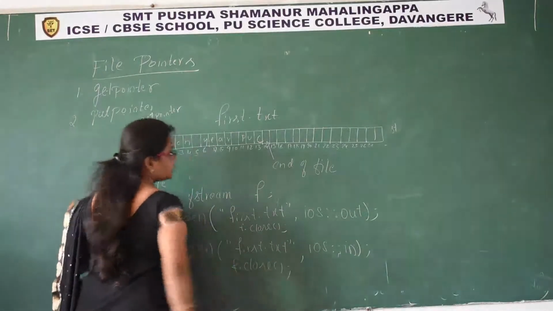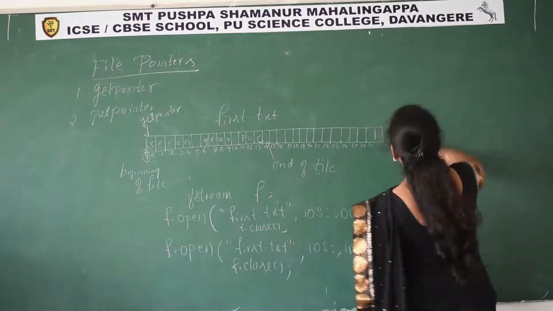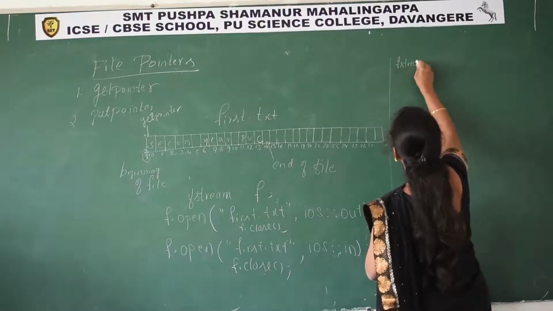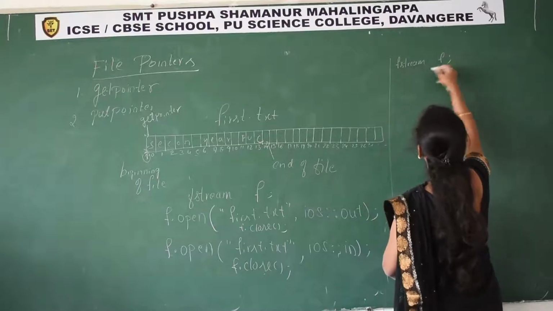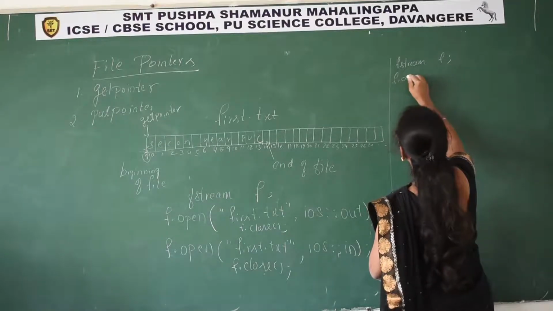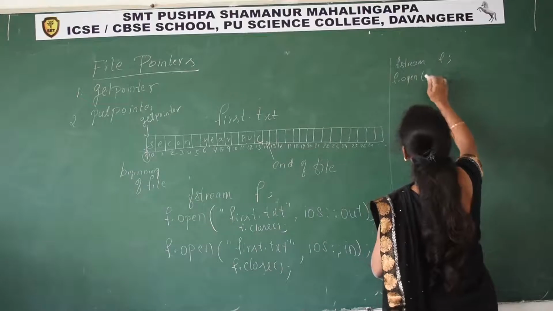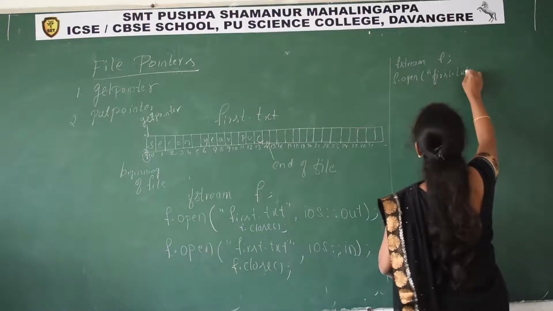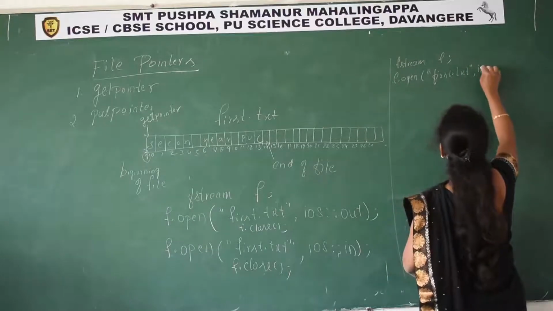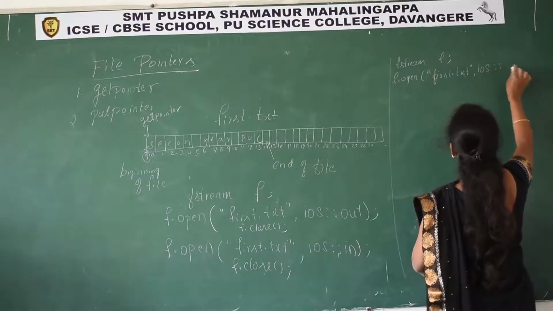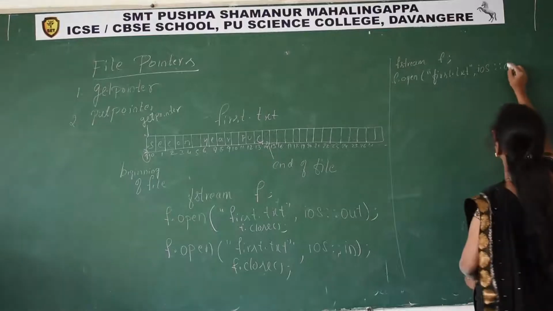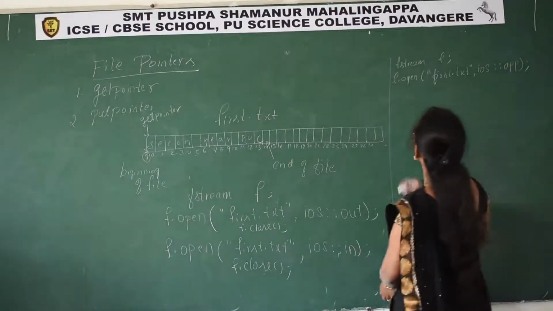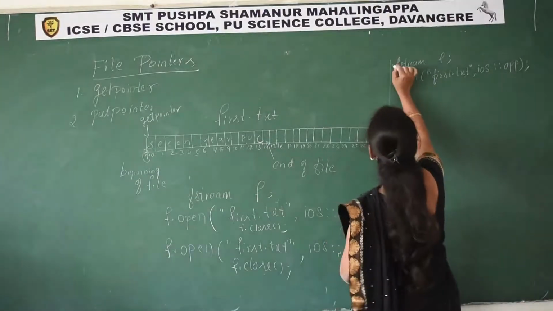Next, fstream f.open, within double quotes first dot txt, comma ios scope resolution app mode. Write mode and app mode, it is. I'll take ofstream.